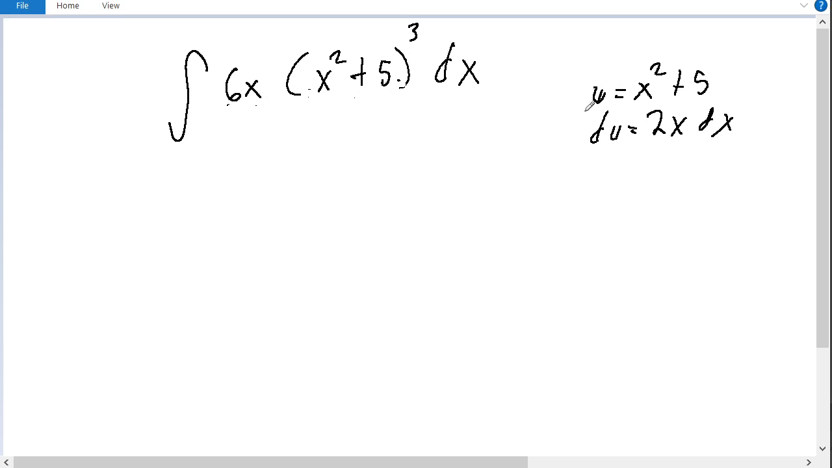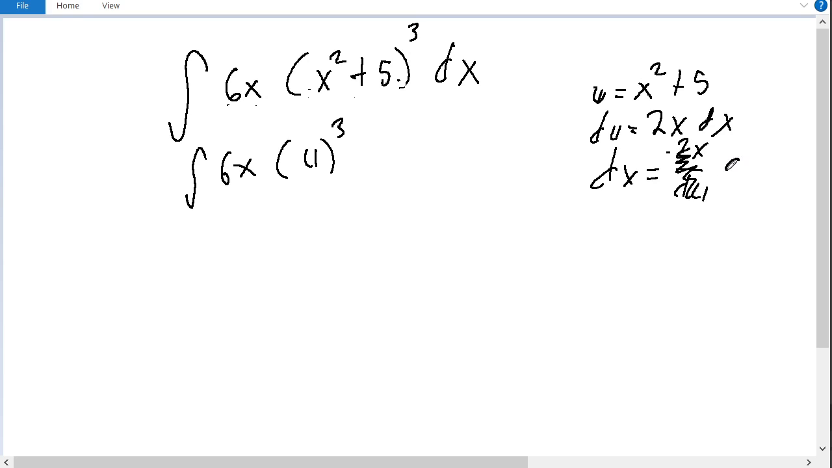Now we want to substitute u in for what we set it equal to in our original equation. So 6x times u cubed. And now we know what dx is in terms of du. We know that dx equals du over 2x. So we can plug that in for our value of dx. And these are the general steps that you're always going to take when you're doing U-substitution. It's not case specific. This is what you're always going to be doing.